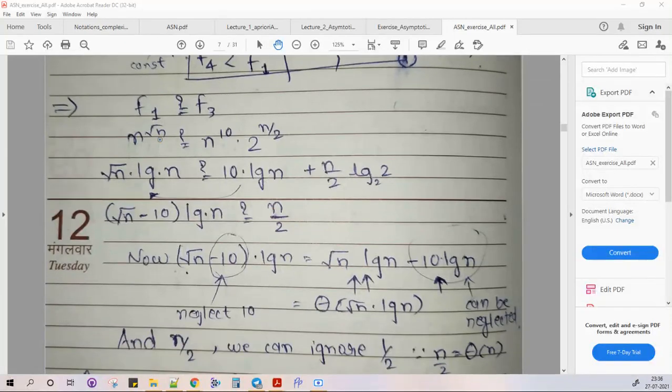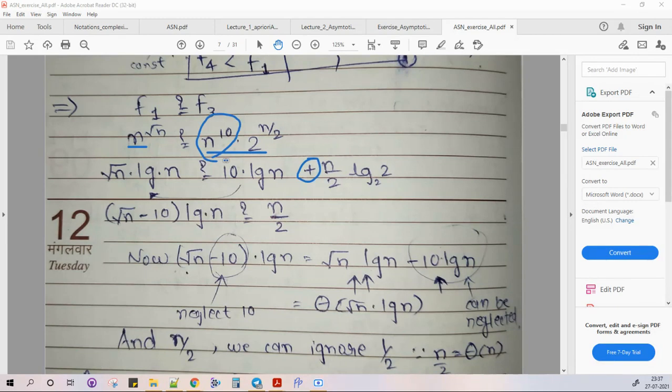So f1 I am having again n to the power root n, and here I am having n to the power 10, 2 to the power n by 2, right? So let's see how can we solve that. This is not a really easy task, but let's try. So I will take first log, right? So this would be root n log n, and this multiplication would be converted into summation.